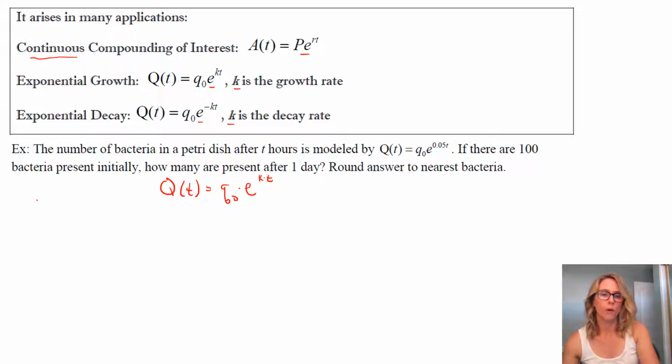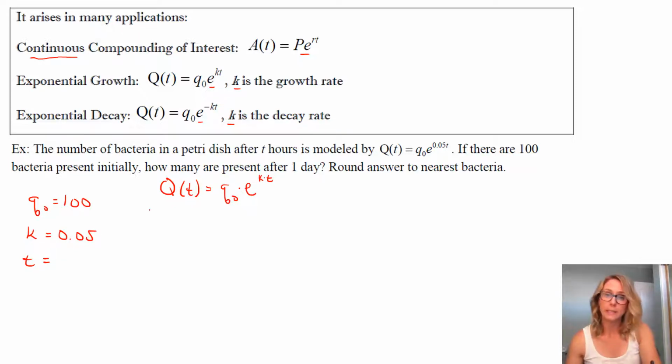So in this case, we want to be thinking about, do we have Q naught? Do we have k? Do we have t? So take a look at the problem. If you want, you can pause for just a very quick second and see if you can put any values there that you know and see what you get. All right, so we're told that we have 100 bacteria present initially. We're told that k is 0.05, the growth rate, so we already have that.